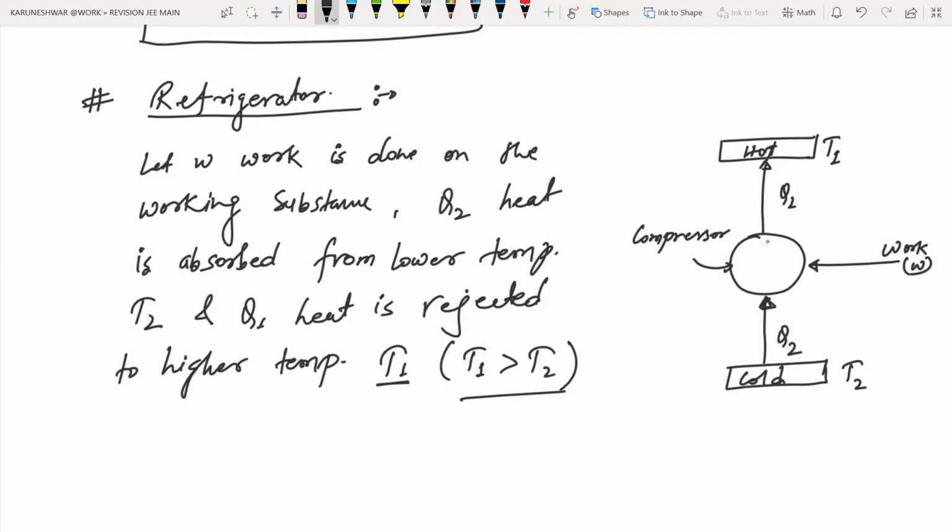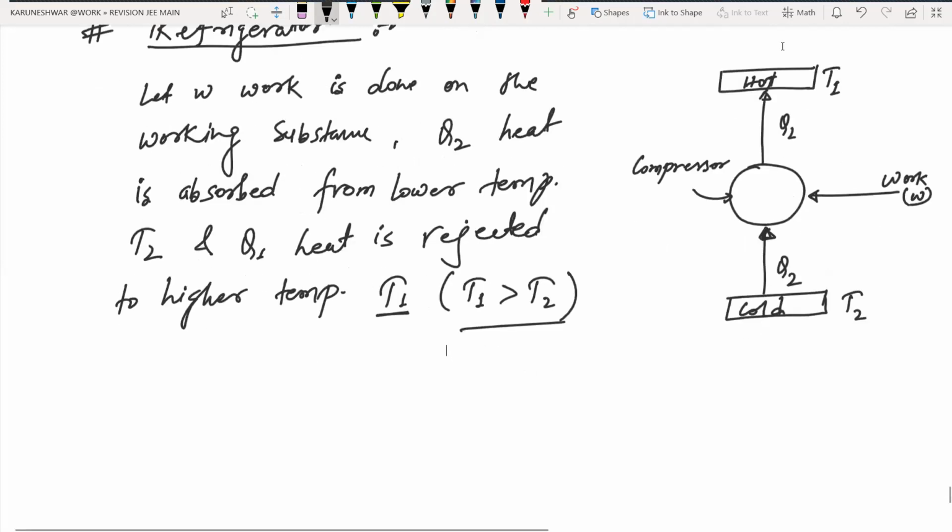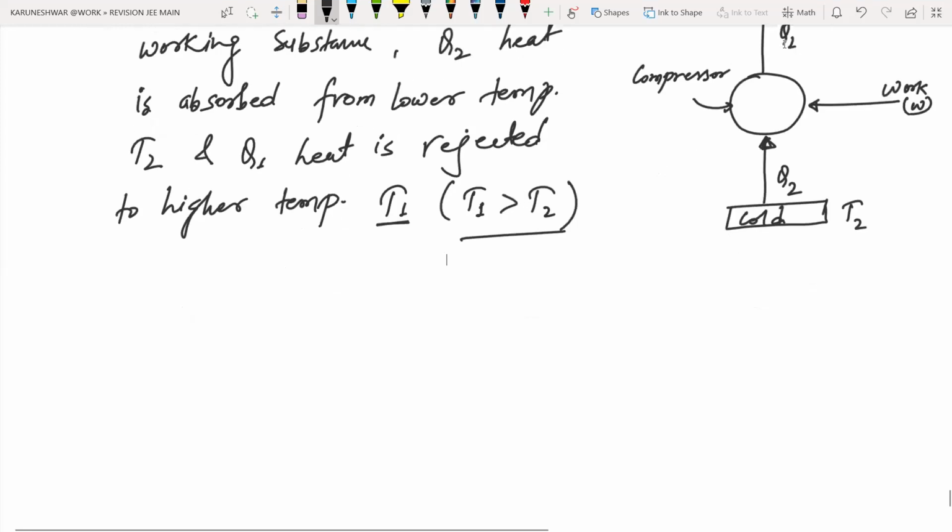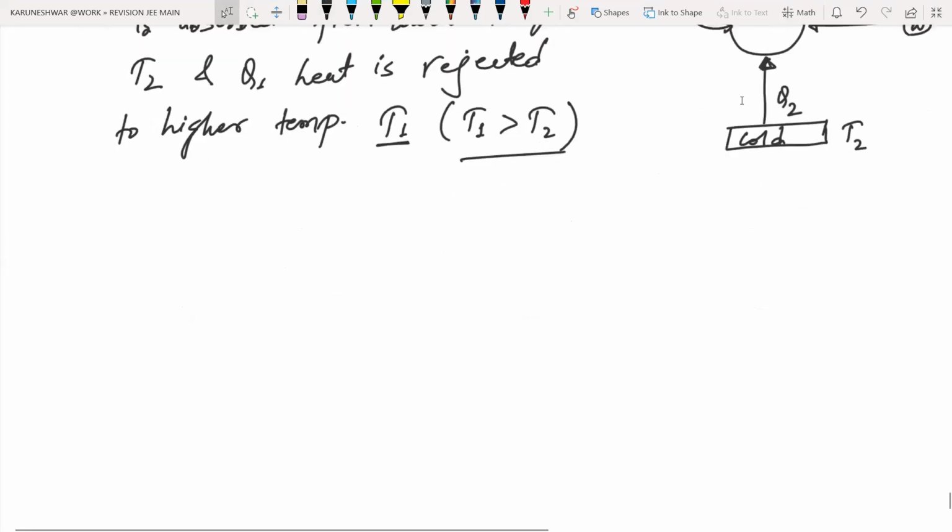So in the refrigerator, let's suppose W is the work done on the working substance, Q2 is the heat absorbed from the lower temperature end, which has temperature T2, and Q1 is the heat rejected at the higher temperature T1. In this case, the first topic that is mainly asked is the coefficient of performance.